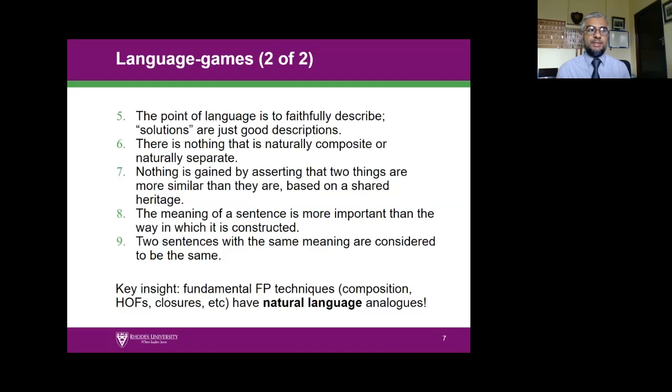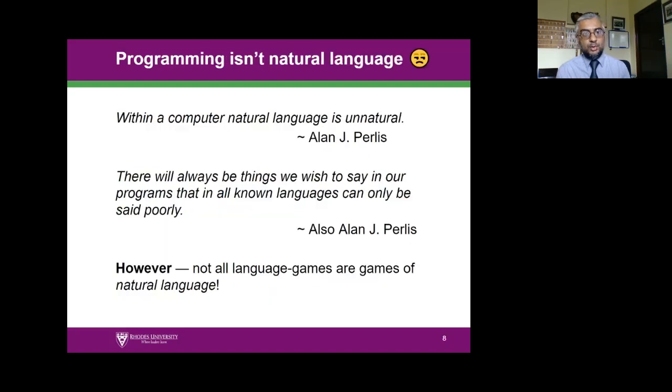Now, those aren't exact mappings. They're analogs, but they do exist, and I think that's important to think about. But now we run into problems, because an analogy can only take us so far. As Perlis said, computers don't use natural languages, and certainly things can be expressed in code that are quite difficult to describe in natural language. So going between a language game and an actual programming language is trial and error, probably with more error.